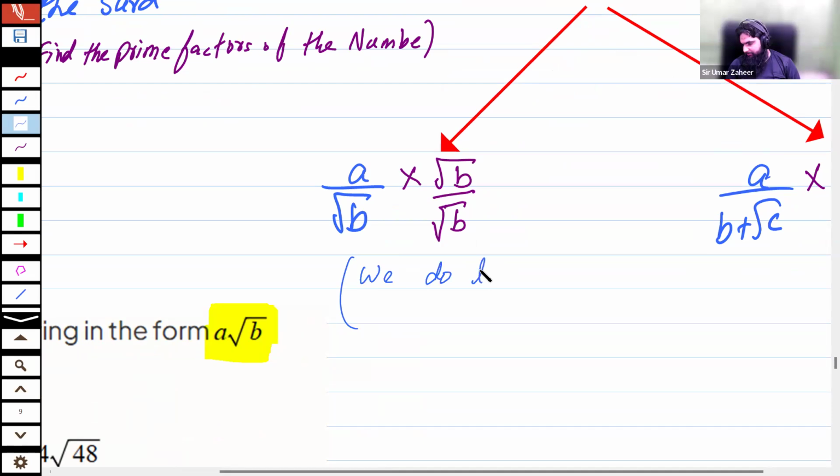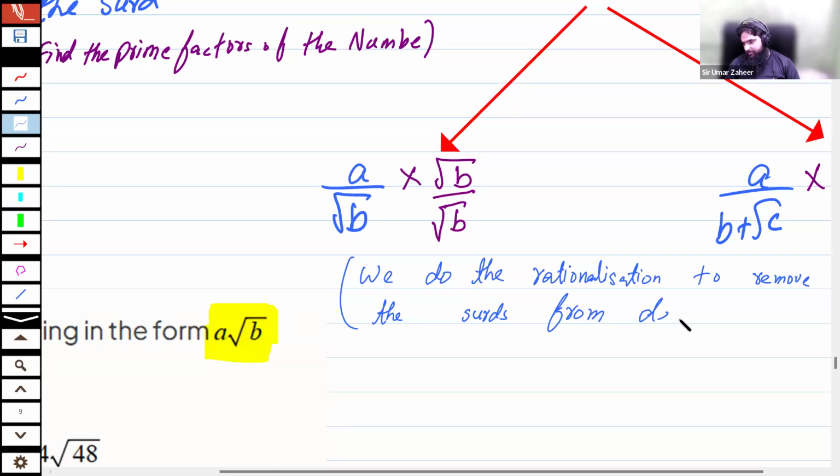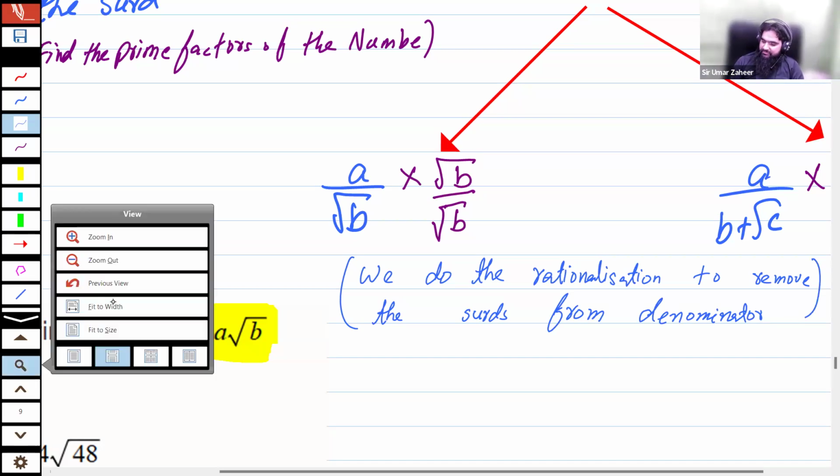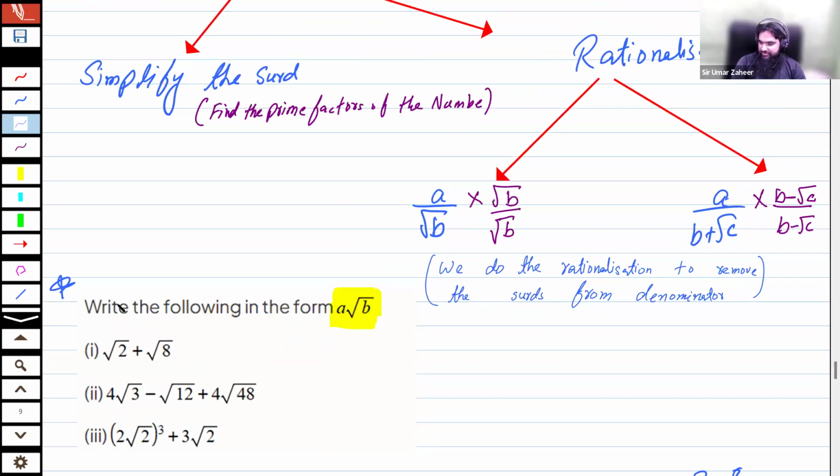We do the rationalization to remove the surds from the denominator. All right, we need to remove the surds from the denominator. That's why we are going to do the rationalization.